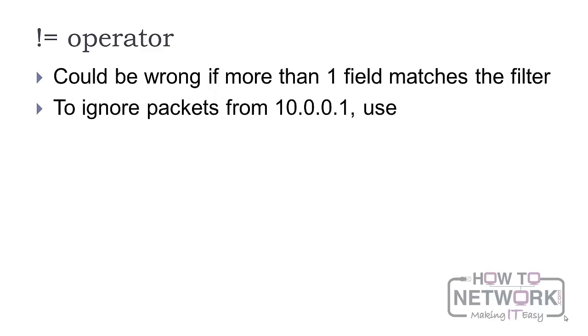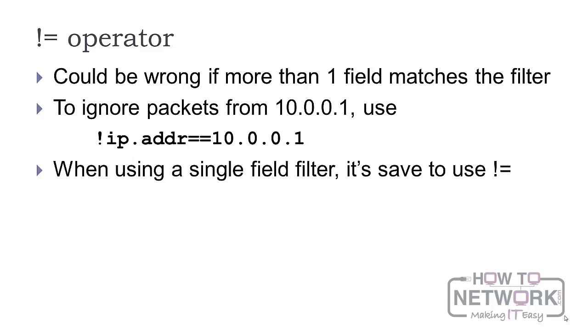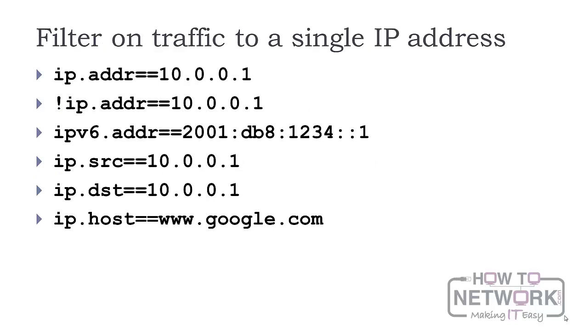This happens with all display filters which relate to more than one field. To write a filter which will ignore all packets to or from 10.0.0.1, use this filter, with negation at the beginning of the expression. When the expression you wrote is related to a single field, like IP source, IP destination, TCP source port, you're safe to use the not equal operator.